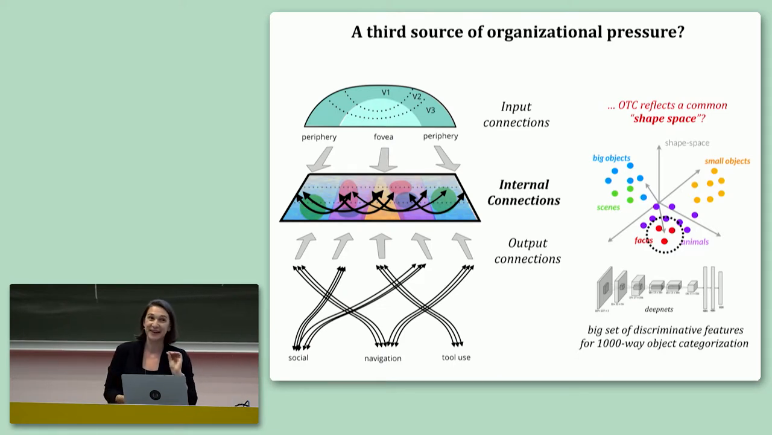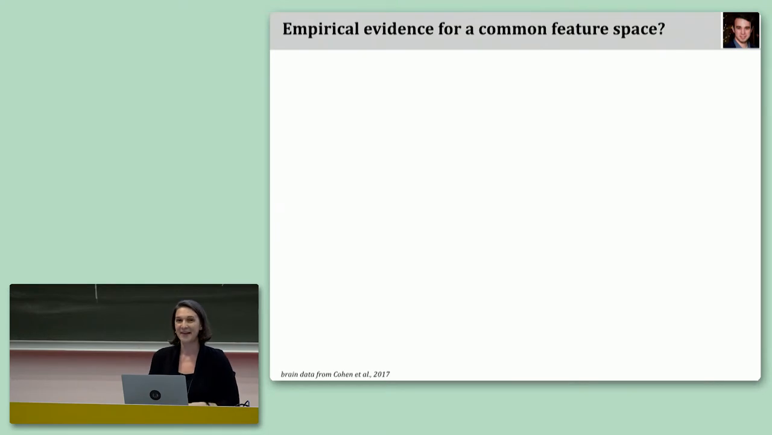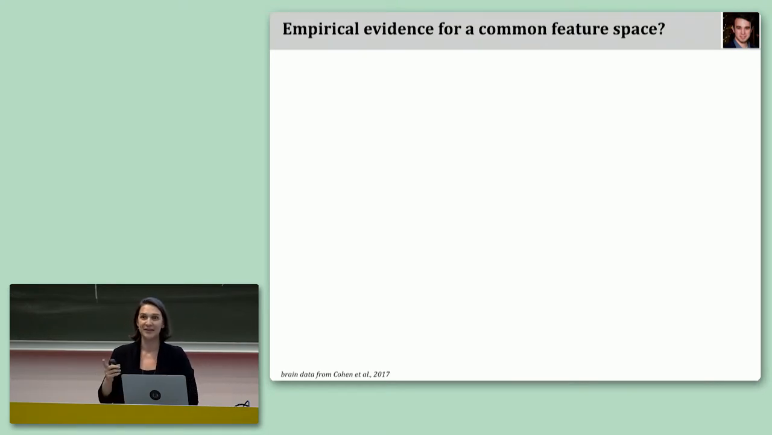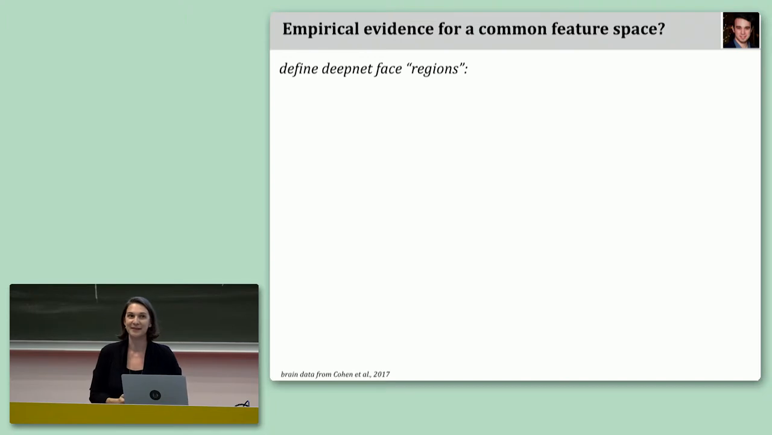So I'm just going to give you a little taste of ongoing work in the lab that's trying to get at this question. This is a project by an undergraduate, so if you're looking for graduate students, keep an eye out. Empirical evidence for a common feature space. What he did was to define deep net face regions. What do I mean by that?